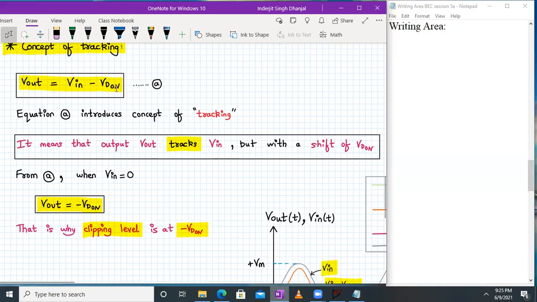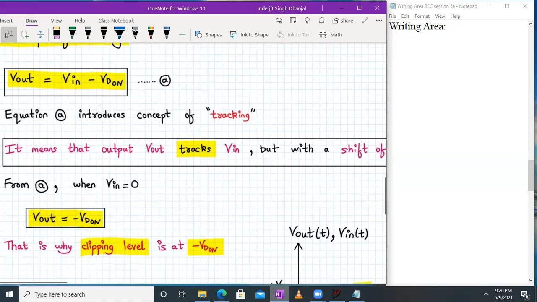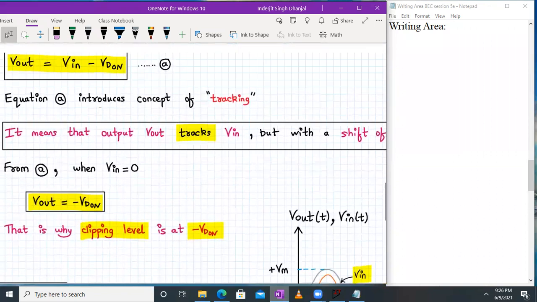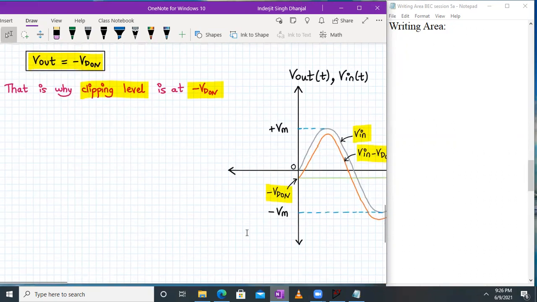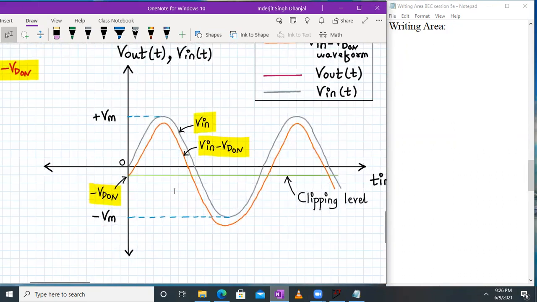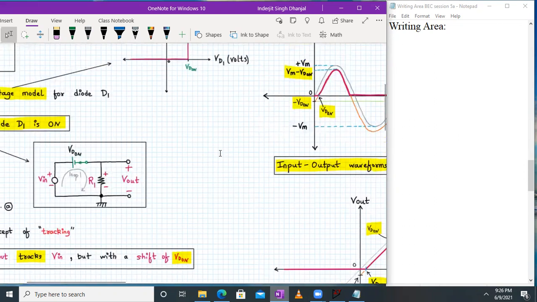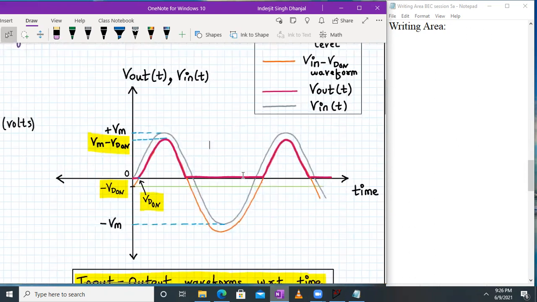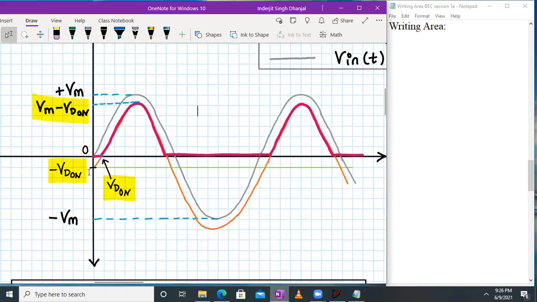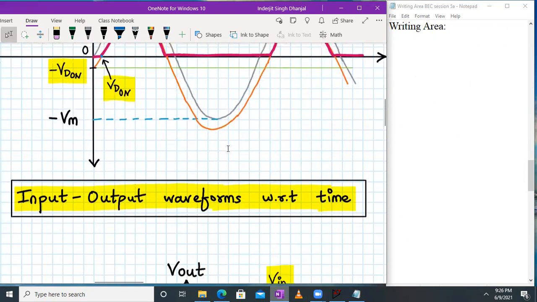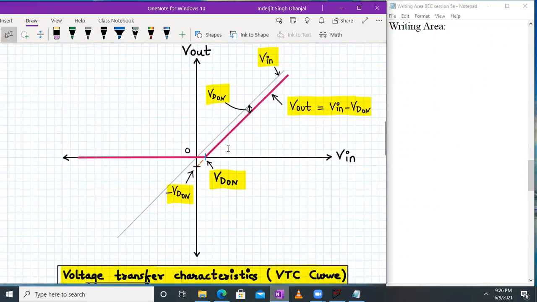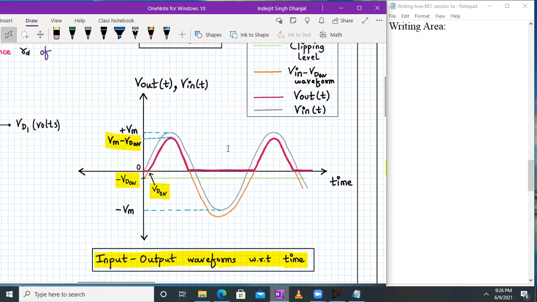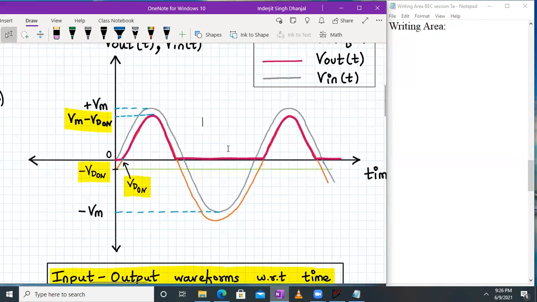So in the conversion equation, that is V out equal to V in minus VD on, where the entire concept of tracking comes from, if you substitute V in equal to 0, we'll get a clipping level. So you draw this clipping level, and with reference to that clipping level, you draw the tracking level. Your tracking level is your orange color waveform. And from there, with the help of the conditions for the diode turning on and off, you plot the output waveforms. Voltage transfer characteristics is quite simple, not so obvious, but drawing the input output waveforms will require a deeper understanding.